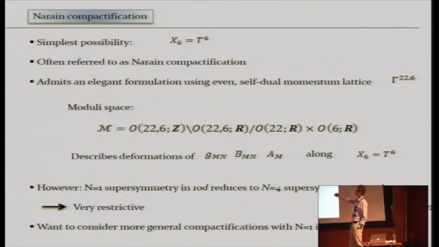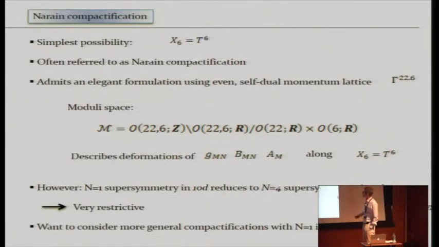This is often referred to as a Narain compactification. The reason for that being that there is an elegant formulation of such compactifications, which started by Narain, which is based on the even self-dual momentum lattice of signature (22,6). And so this parameterizes the internal momenta, left and right moving momenta of the string.